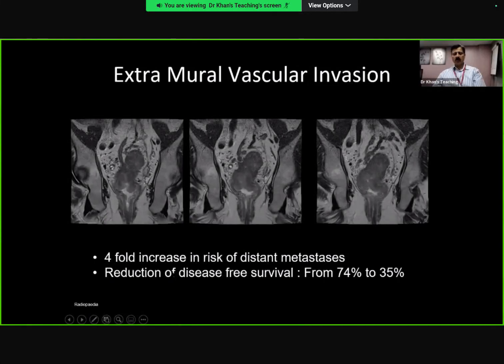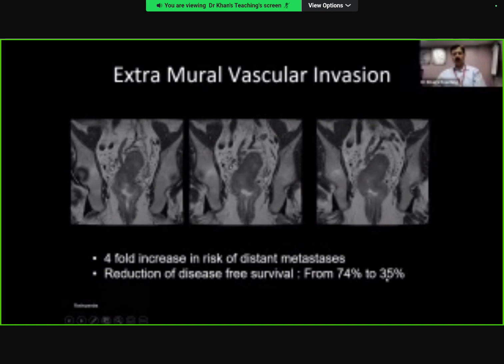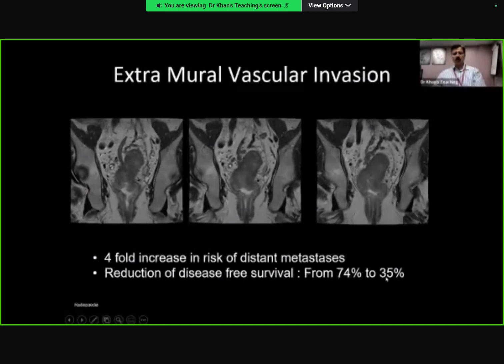Not very good. So prognosis wise, it falls from 74% to 35%. In our report, if there is extramural vascular invasion, you have to pick it up. Classical exam case, I'm expecting that the examiner will show you extramural vascular invasion just to check your concept on that.